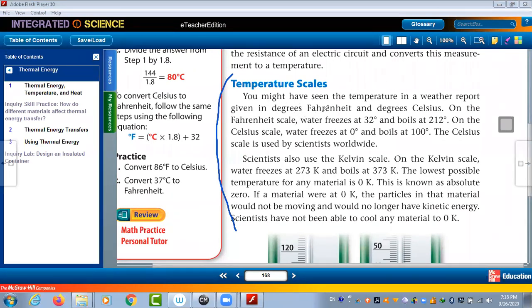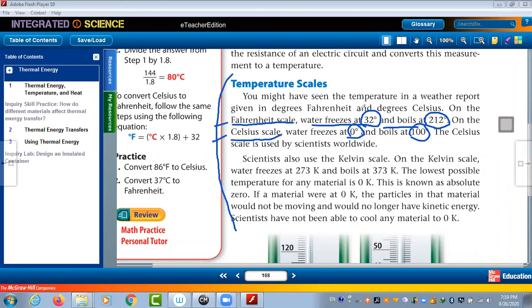The first ones are Fahrenheit and Celsius. The first one, the Fahrenheit scale. You have to know the freezing point and boiling point. The freezing point is the starting point, then the boiling point is the end point. For Fahrenheit, water freezes at 32 degrees and boils at 212 degrees. What about the Celsius scale? Water freezes at 0 degrees and boils at 100 degrees. Now we have Fahrenheit and Celsius.